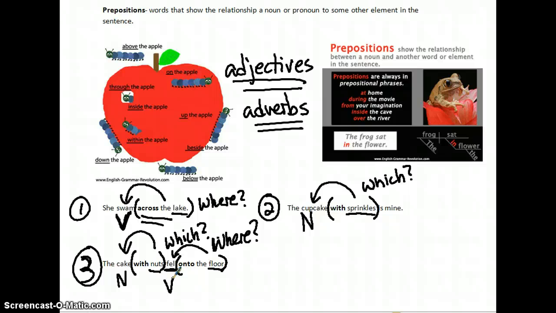And prepositions in their simplest form are going to show the relationship of a noun or pronoun, and now we know we call that noun or pronoun the object of the preposition, to some other element in the sentence. That other element could be a noun, or it could be a verb. Okay? And in your 3 sentences, we saw examples of them.